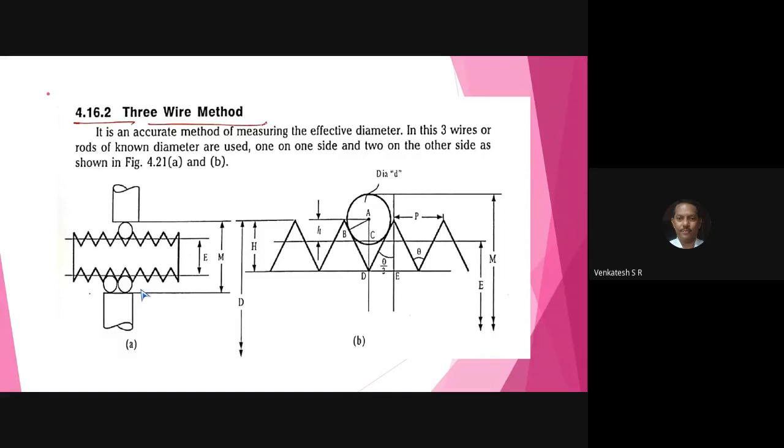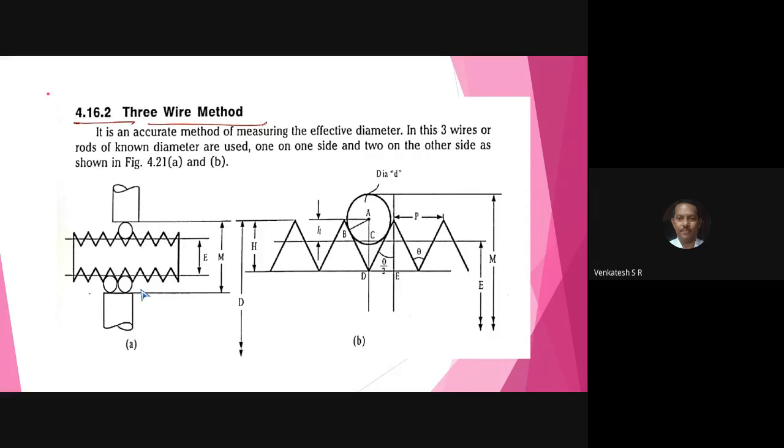In this question, you have to write that the three wire method is the best, because you have more elements that can be measured in a single set of experiment. You can measure more elements by using the three wire method. So for that reason, in the examination, you write that the three wire method is the best method for measurement of thread profile in the metrology laboratory.